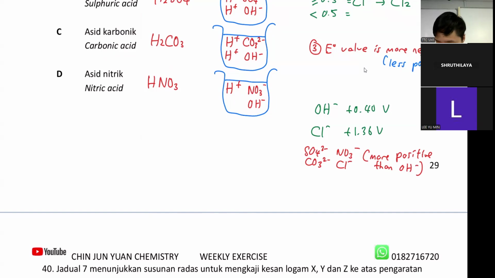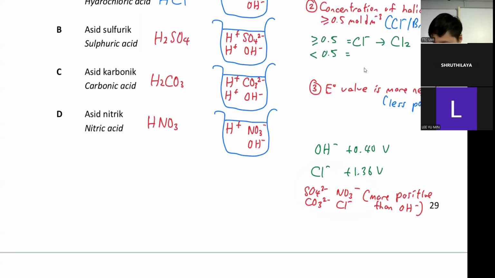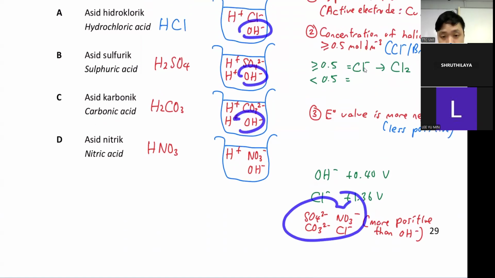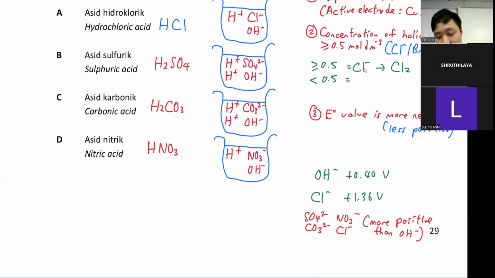Right? Normally, all these ions, if you compare to OH minus, you don't choose the other one. You always choose OH minus. Normally, 100%, you don't choose sulfate, carbonate, nitrate compared to OH minus. You always choose OH minus to undergo oxidation, become oxygen gas, including when the concentration of Cl minus is less than 0.5, you also choose OH minus to produce oxygen gas. Right?